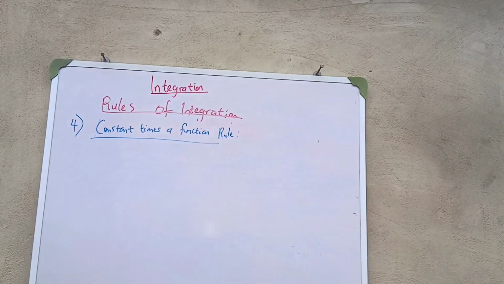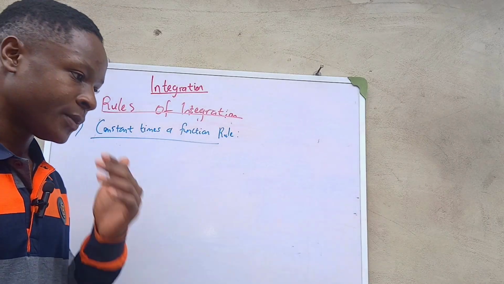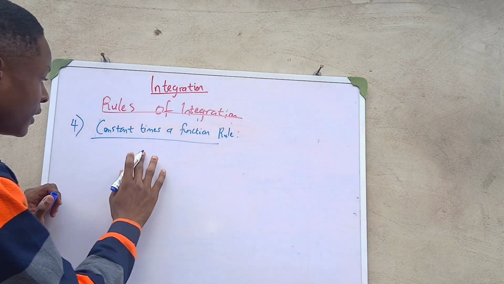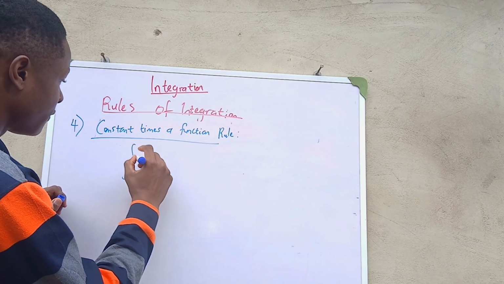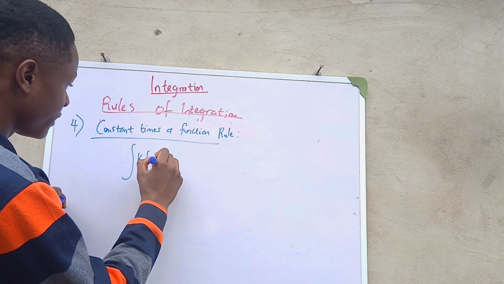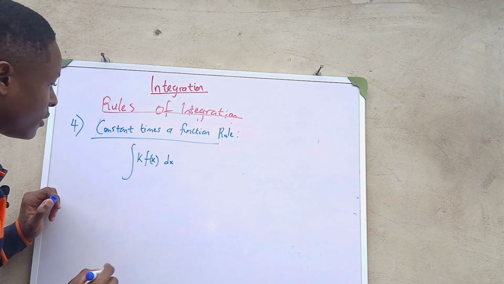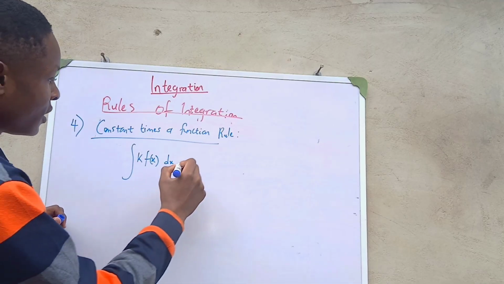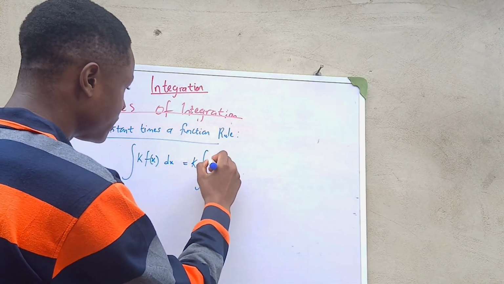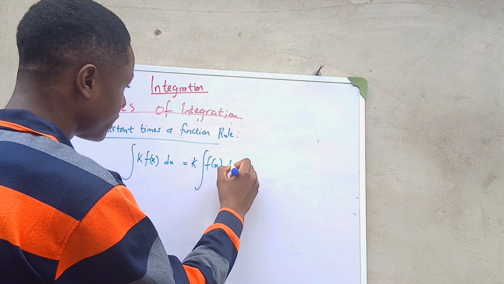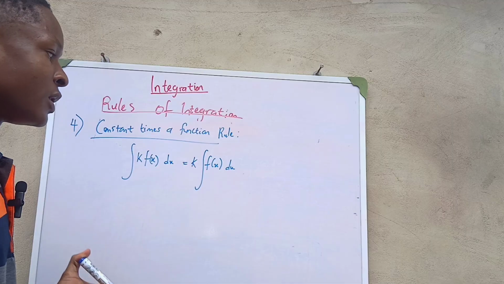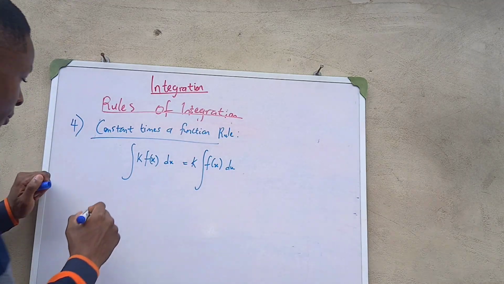So the next tool we have is a constant times a function. What I mean by a constant times a function is when we have the integration of a constant k times a function f of x dx. For us to integrate this, we are going to bring out the constant. So we have k times the integral of f of x dx. So we'll bring out the constant and integrate the function.